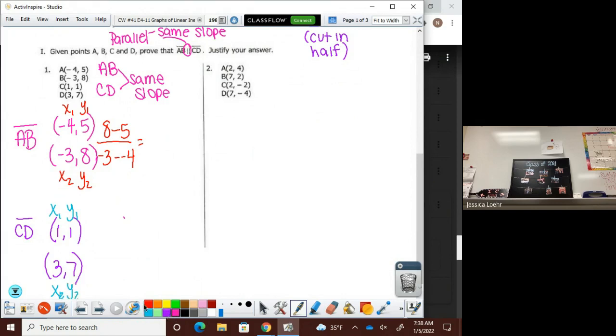What did we get for the slope of AB when we plugged it in? Chris? Excellent. Great. Then you're going to do the same thing with CD. So you're labeling your points x1, y1, x2, y2, and plugging into the slope formula. So that's going to be 7 minus 1 over 3 minus 1. And you're going to plug that right into your calculator as well.